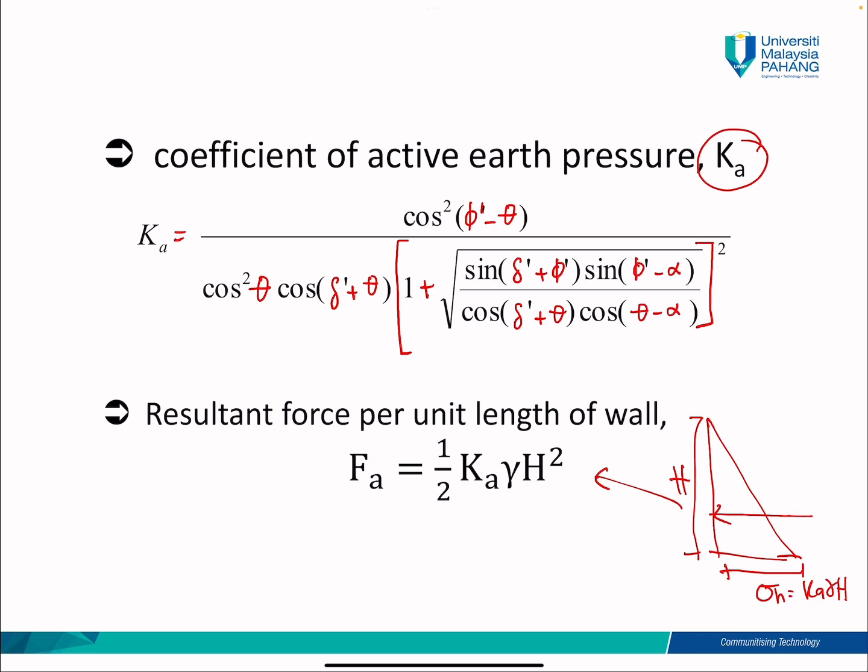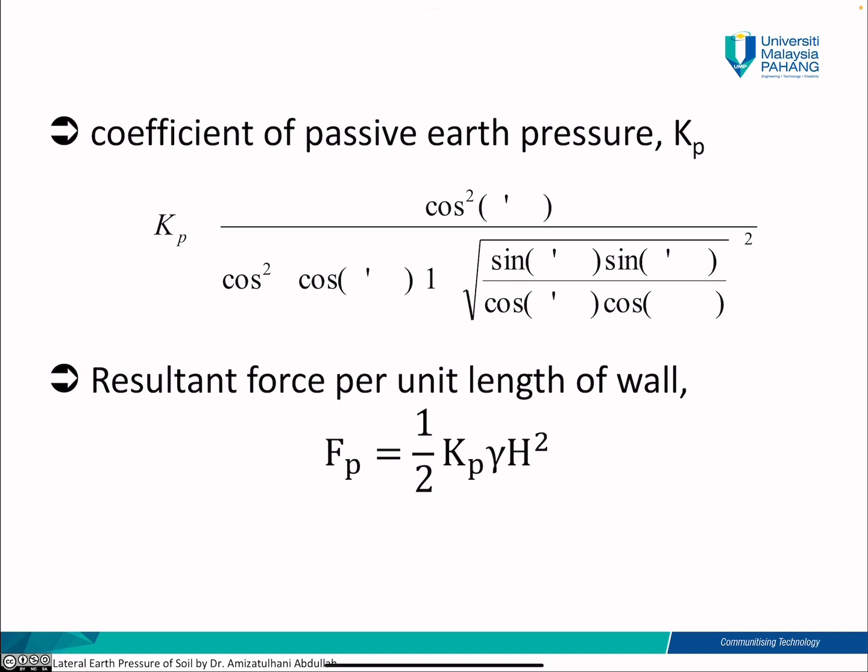So what if you don't have that effective in your question? So it's fine. So you will use the total punya value. Okay, so this is for the coefficients of passive earth pressure untuk Kp. So sama juga, but the only thing is all the signs there.